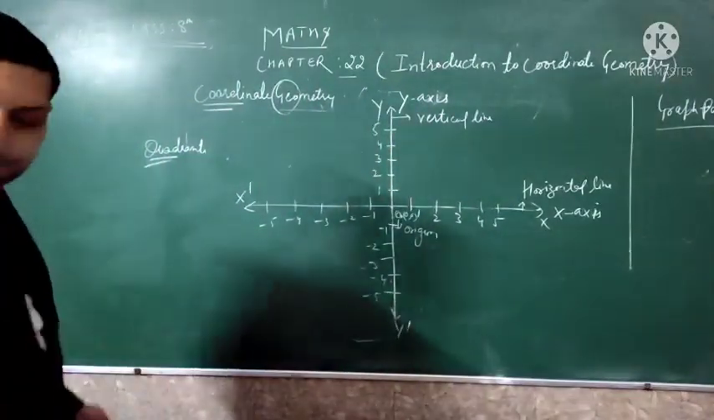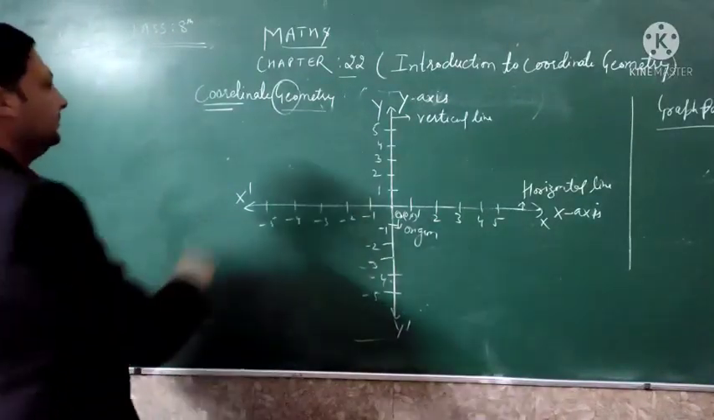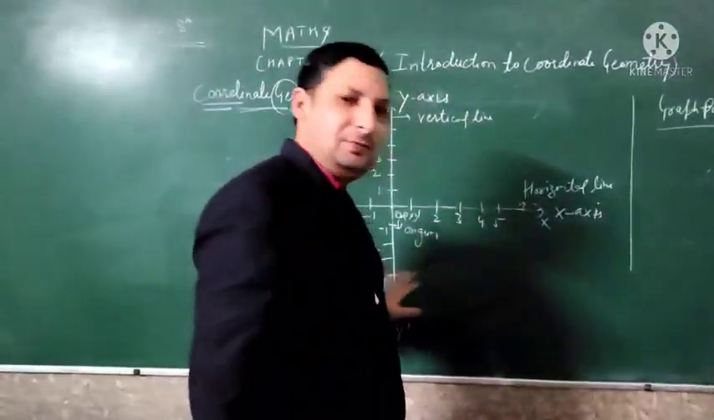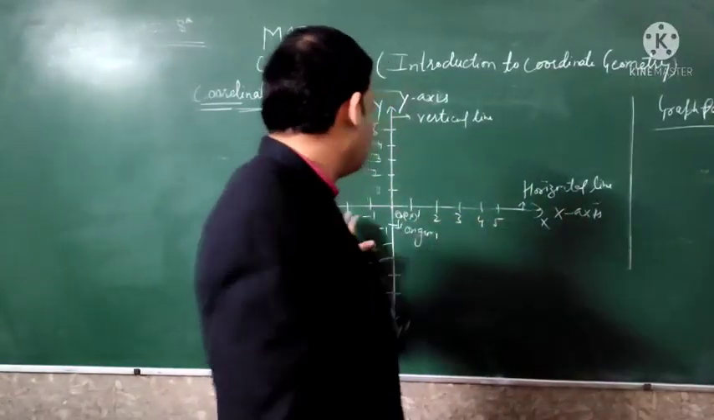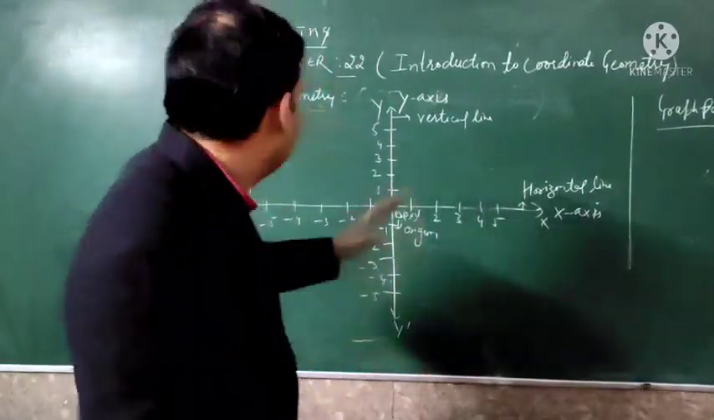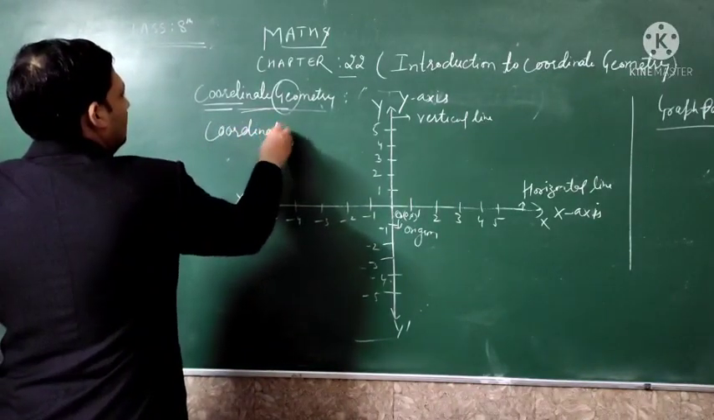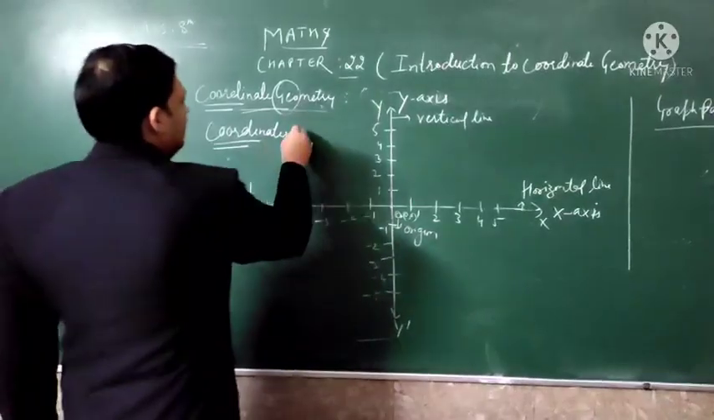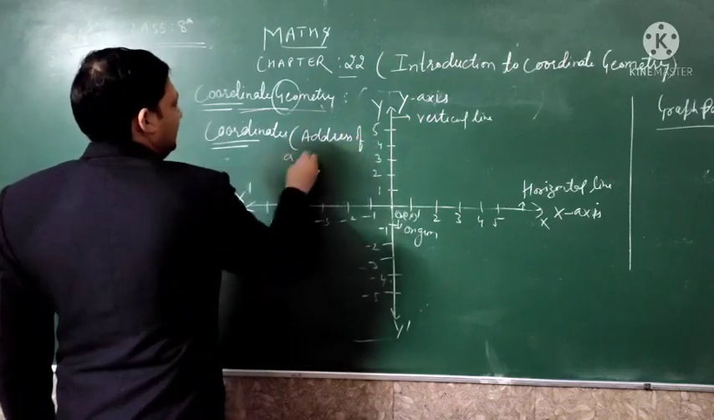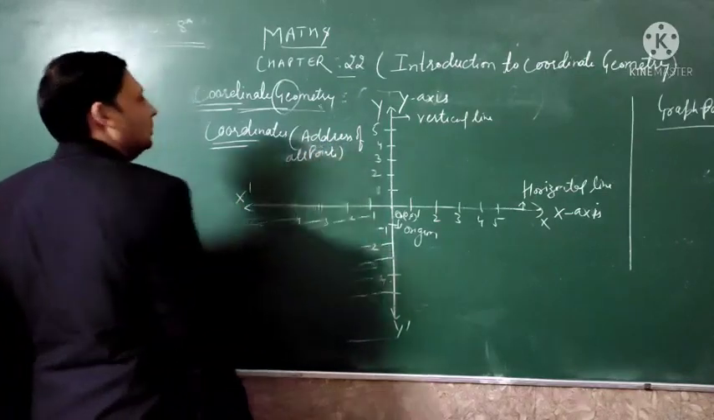So see, I need one graph paper. Graph paper is my plane surface. Again I have divided into four parts: positive x-axis, negative x-axis, positive y-axis, negative y-axis. Now I have to represent coordinates. Coordinate is the address of a point. Address of all points, that is called coordinate.